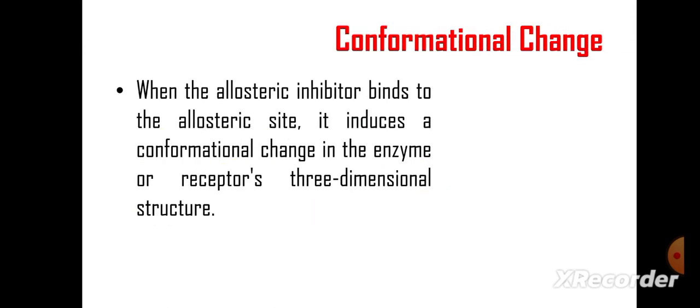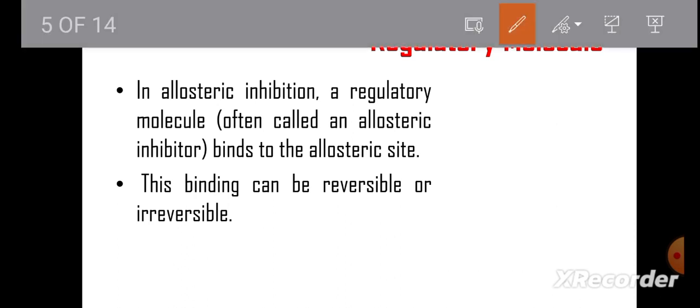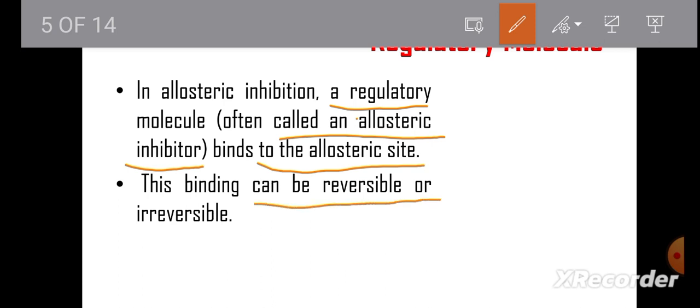What is a regulatory molecule? A regulatory molecule is often called an allosteric inhibitor. What is the nature of this allosteric molecule? It will bind to the allosteric site. Another thing, this binding can be reversible or irreversible. While writing in your examination, try to emphasize these points.